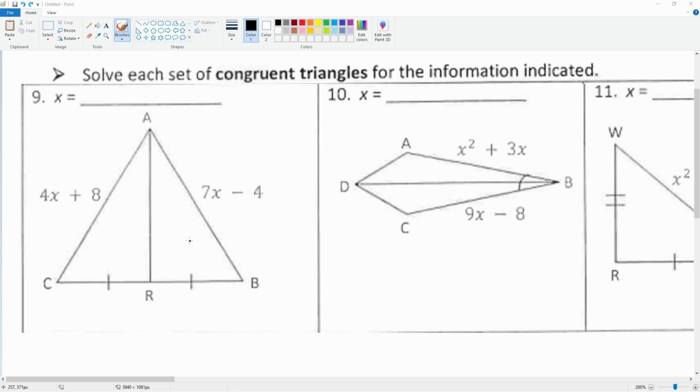All right, solve for each set of congruent triangles. So here they actually tell you these triangles are already congruent. So AC is congruent to AB. So we can set up AC is equal to AB.